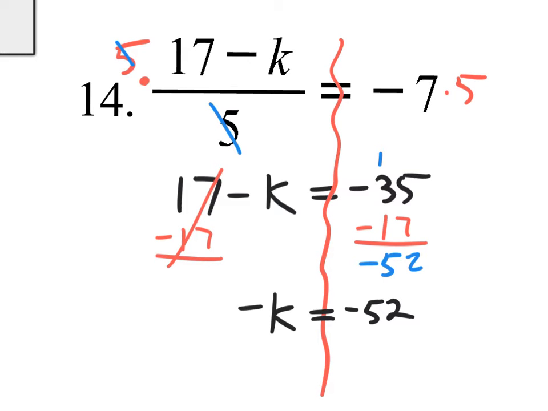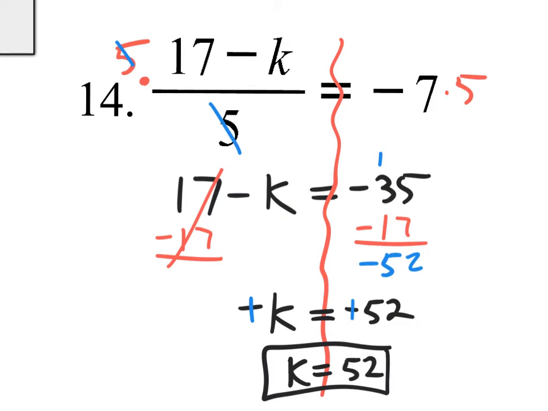Final step is to change that negative k to a positive k. You could either multiply both sides by negative 1, or divide both sides by negative 1, or you could just say, I'm just going to change this to a positive. But what you do to one side, you must do to the other. Change it to a positive. So k equals positive 52. Let's go to the next question.